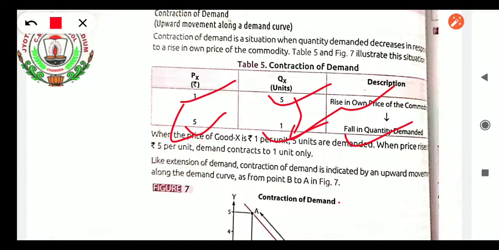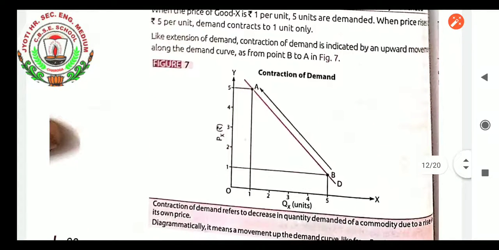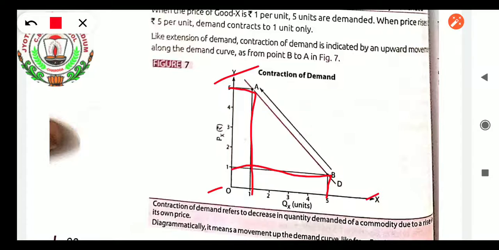Let us see, like extension of demand, contraction of demand is indicated by an upward movement. What movement is there? Upward. How? I will be explaining you. This is the graph representing the above data. Contraction of demand, you can see x-axis, y-axis. 0 is the initial point. When the price was rupees 1, quantity demanded was 5. When the price increased to 5 rupees, quantity demanded decreased. What we are seeing there? Contraction of demand. Here the curve will be moving upward.